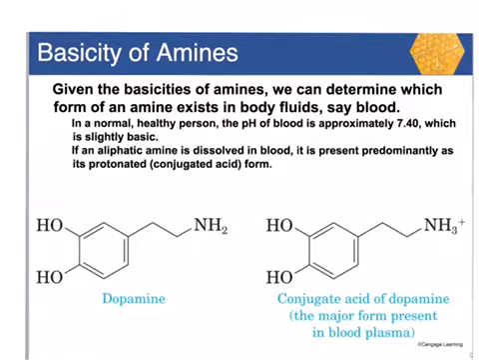Given the basic nature of amines, we can determine which form of an amine exists in body fluids. For example, blood. We know that in a normal healthy person, blood is slightly basic, around 7.4. If an aliphatic amine is dissolved in the blood, it's predominantly in its protonated or conjugate acid form, because in the blood you have water, so the water is going to donate an H to the amine, let's say dopamine, and in the blood it's present in the acidic form.